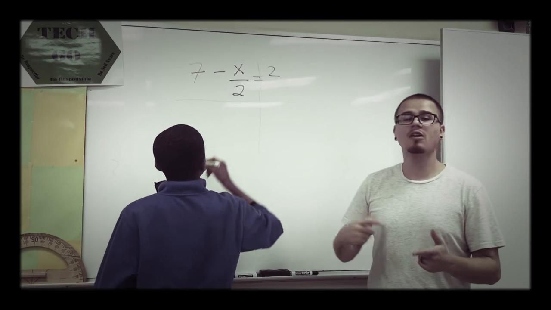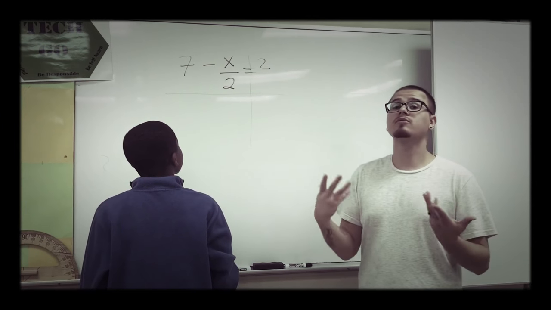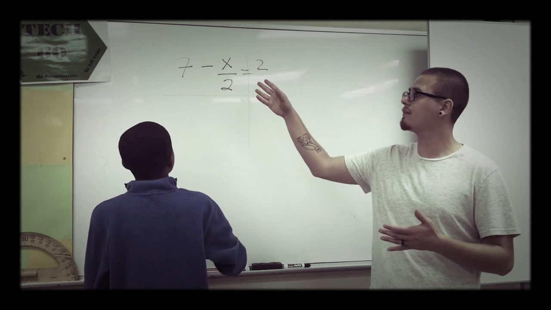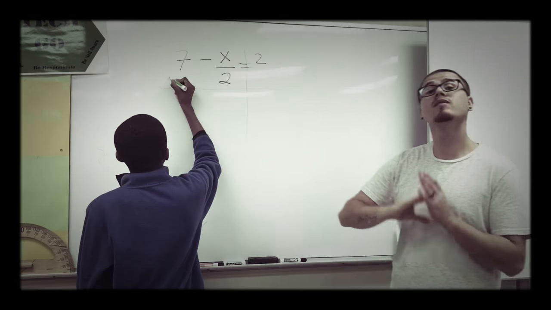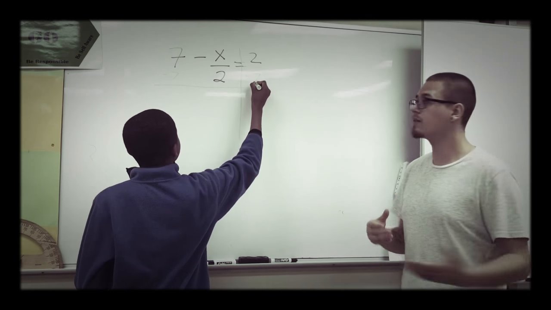Now, when you're solving equations, you're doing the opposite of PEMDAS. Basically, you're undoing addition and subtraction first. So that positive 7, we have to get rid of it. We have to move it to the other side. So to do that, you subtract 7 or add a negative 7 to both sides.